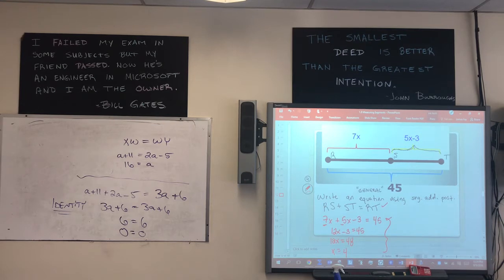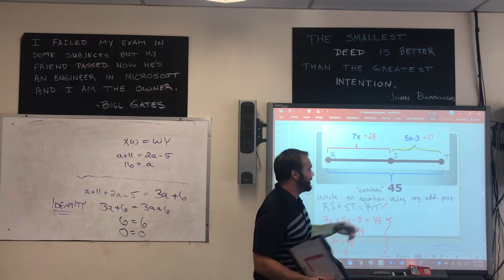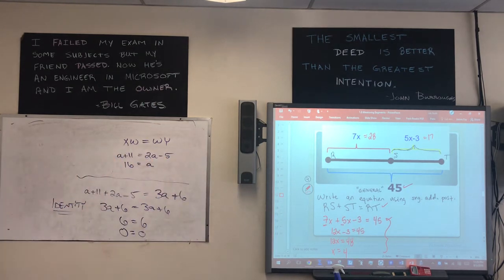Now if x is 4, and I haven't really specified in this question what I'm looking for, let's go ahead and find out what this distance R to S would be. What would RS's length be if x was 4? It would be 28. So just plug that back in and evaluate. What would this one be? 17. There's a couple things we can do to check this. We could say, 28 plus that 17, add those together, it gives me this 45, which replicates a value that I started with.